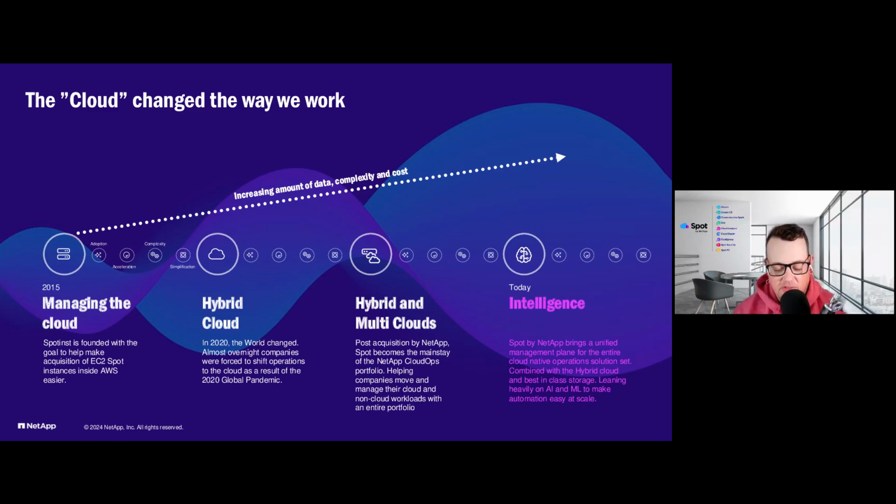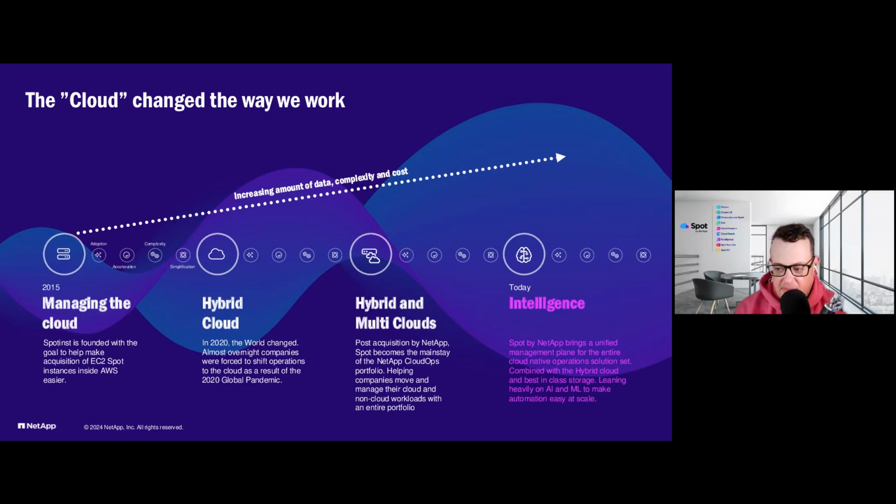And as you can see on this slide here, in 2015, it all started with helping people figure out how to use EC2 Spot instances. Then in 2020, when the world changed almost overnight, we were forced to all become cloud companies. Post-acquisition by NetApp, Spot has become the mainstay of the NetApp Cloud Ops portfolio, helping companies move and manage their cloud at scale and non-cloud workloads with an entire portfolio dedicated to ensuring that your infrastructure and your data is available when you need it, how you need it, and where you need it.